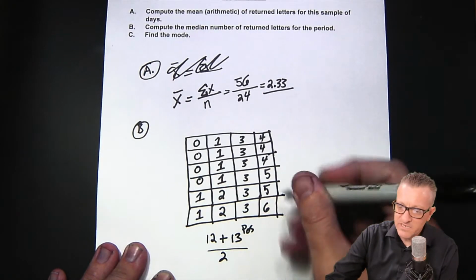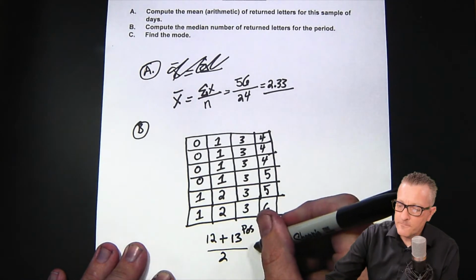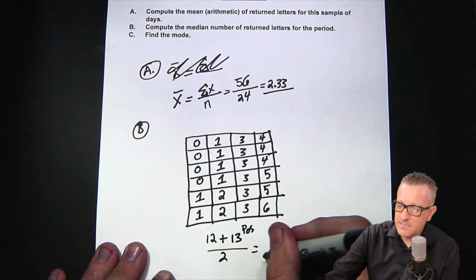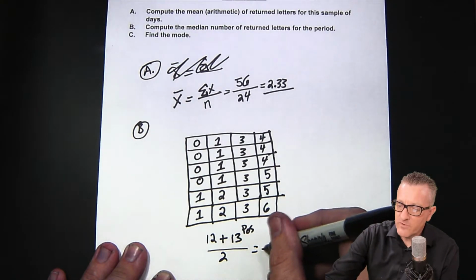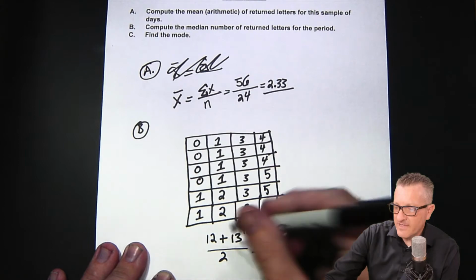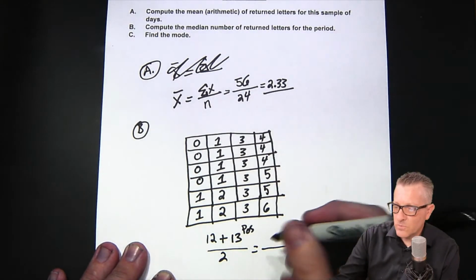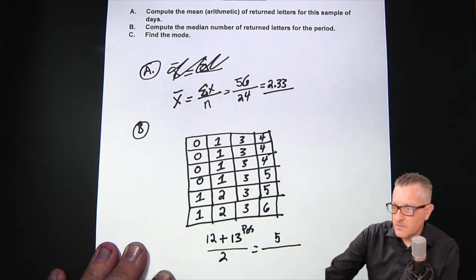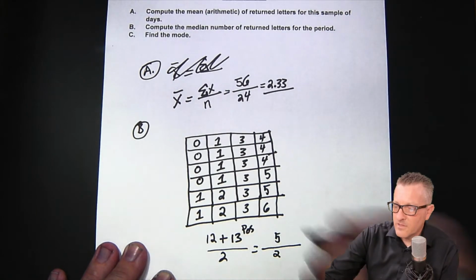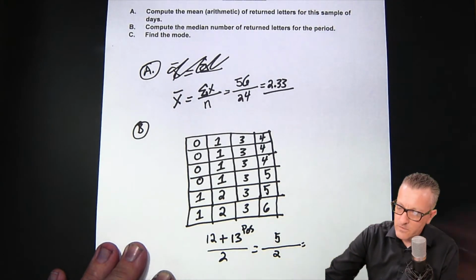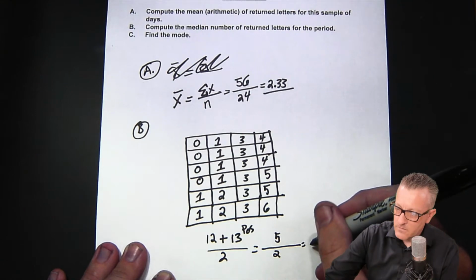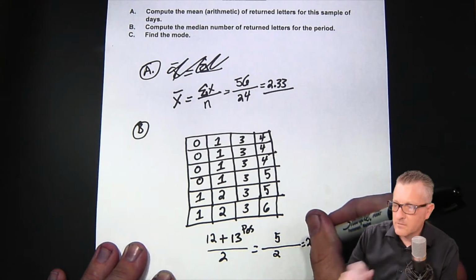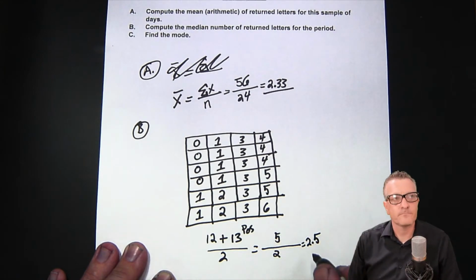I'm going to run out of space for this next one. Okay. That's okay. So we add up the values. We have 2 and 3. So we have 5 divided by 2. And we end up with 2.5. So our median would be 2.5.